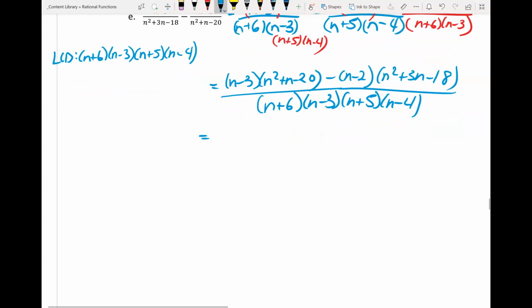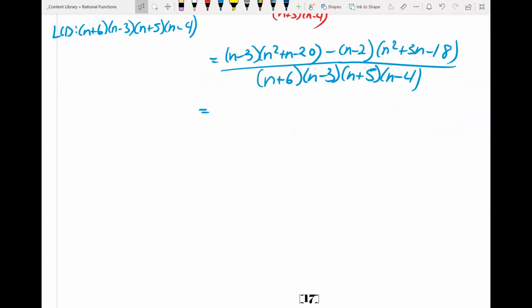Okay. Next, we're going to simplify the numerator more by expanding. So we're going to multiply n minus 3 with n squared plus n minus 20. And yes, it is quite a process to do, understand that. Okay, so we have n cubed. N times n is n squared minus 20n, and then negative 3n squared, negative 3n, and then positive 60.